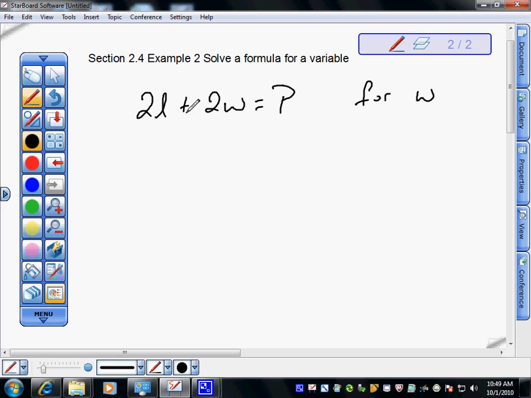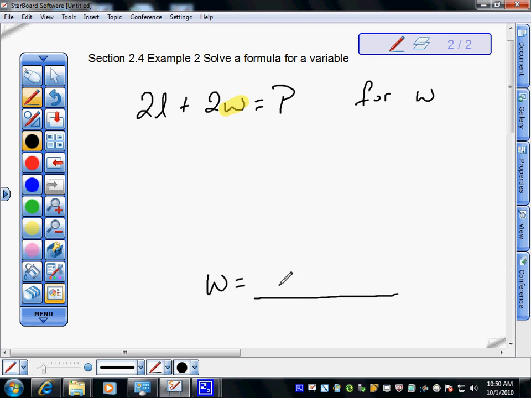Continuing on, solving a formula for a given variable. So our formula is 2 times the length plus 2 times the width equals the perimeter. So the formula is 2L plus 2W equals P. And what I'm trying to do is solve for W. So my goal at the end of the day is to have W equals some value.